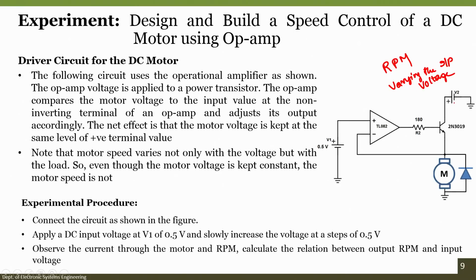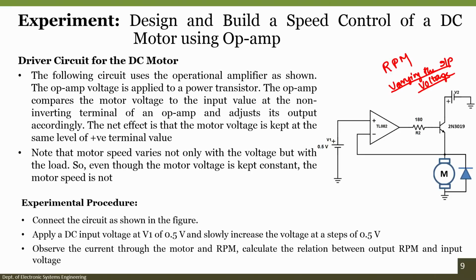But in case of varying input voltages, we cannot directly interface it to a motor, because the motor requires a little higher current, whereas the microcontroller cannot provide enough current to drive the motor. So, that is why we require a driver circuit.